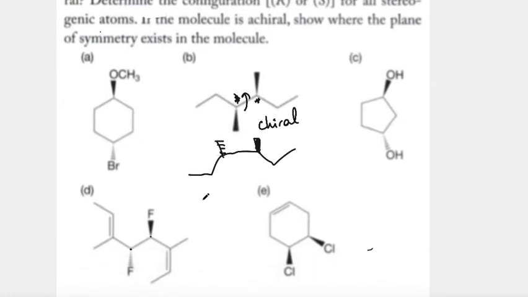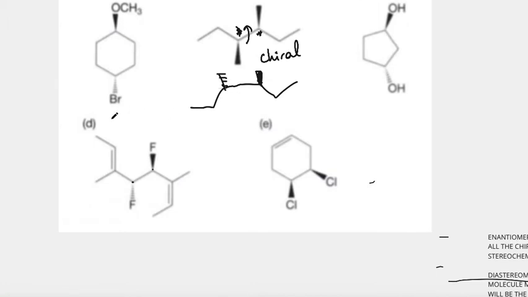Okay. Now, this one was a tricky one. It kind of looked like there was a line of symmetry, but it was necessary to rotate around the single bond until all of my groups were aligned with one another, and then to see if there is a line of symmetry, and there was no line of symmetry because the two methyl groups were opposite. Now let's do part Z.